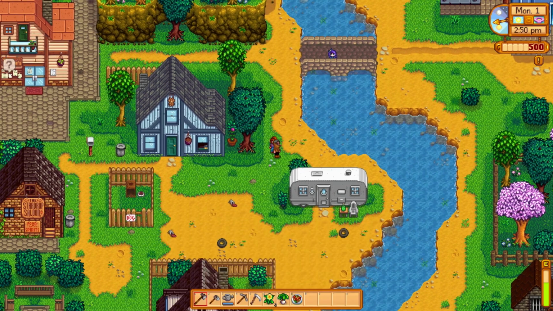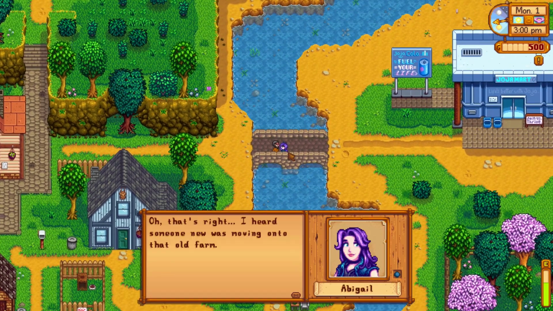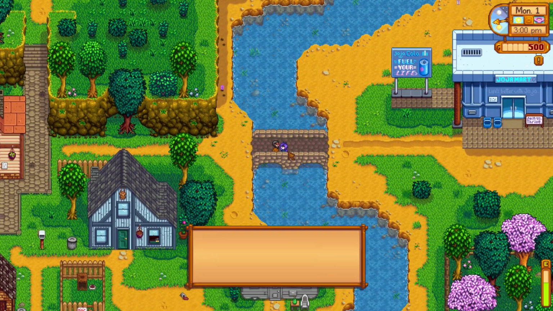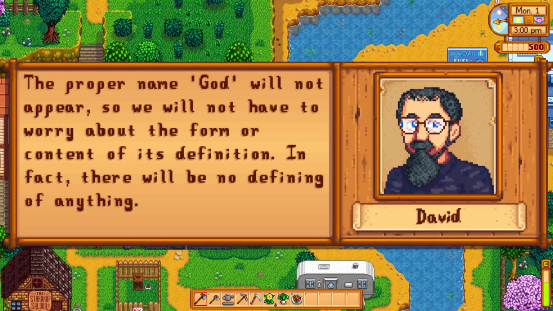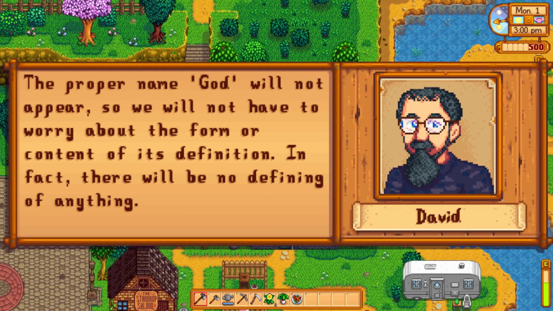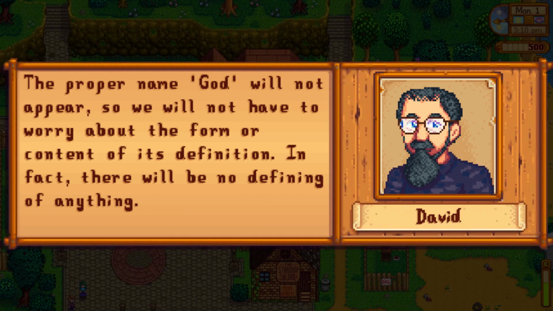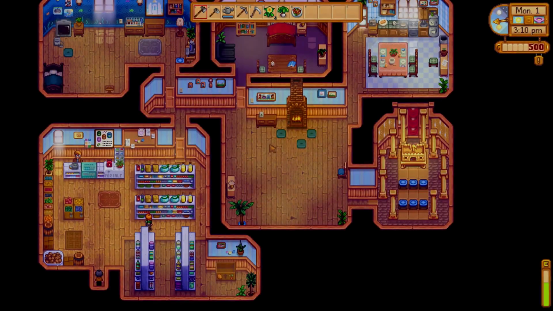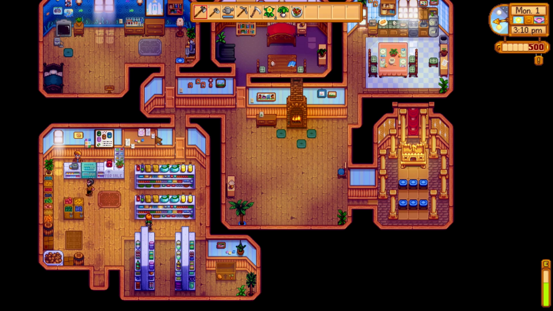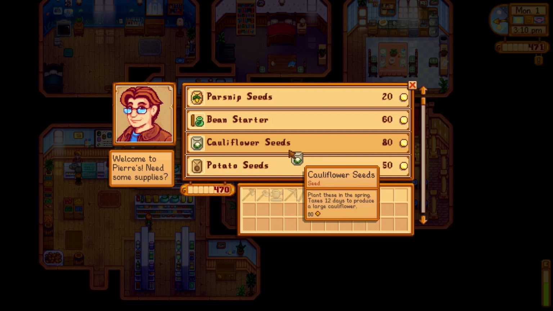In Lewis's eyes, what we'll hold to be the Anselm approach avoids many of the pitfalls usually associated with its family of divine proofs. As he says, "The proper name God will not appear, so we will not have to worry about the form or content of its definition. In fact, there will be no defining of anything." By not defining anything specifically, Anselm avoids a lot of religious baggage that can obscure the form of the argument itself.